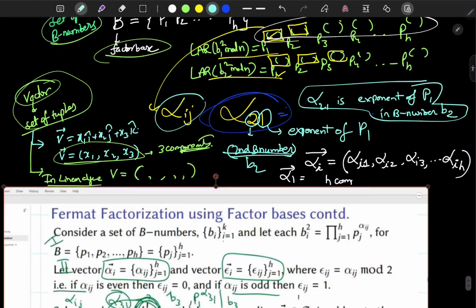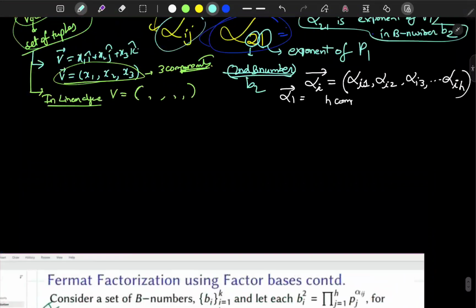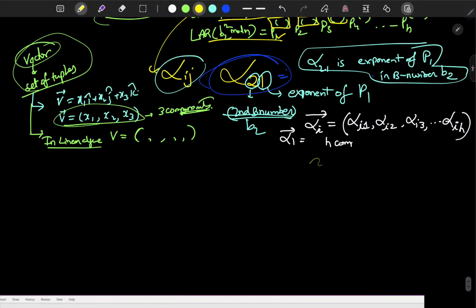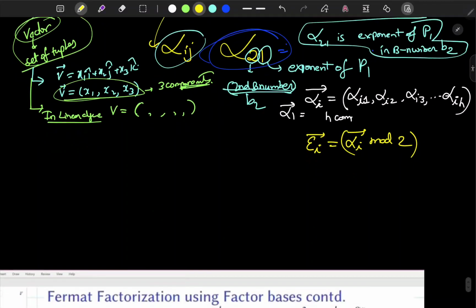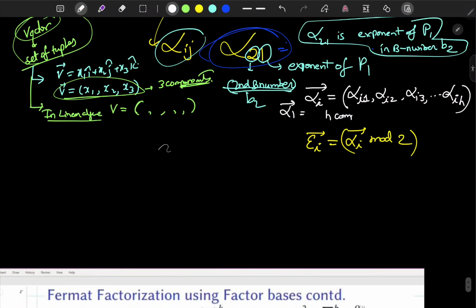After this, we define epsilon i bar as a vector. Epsilon i bar is nothing but alpha i bar mod 2. Do you understand this mod 2 concept? If you are given 25 mod 2, what is the answer?